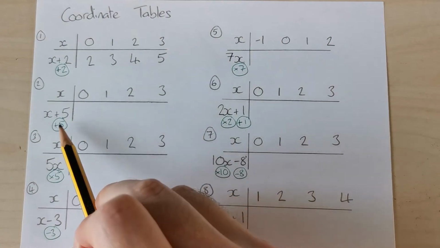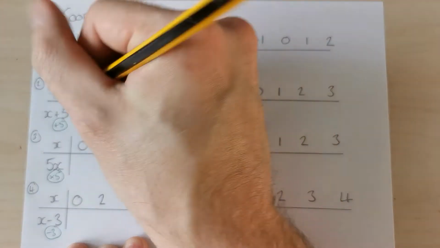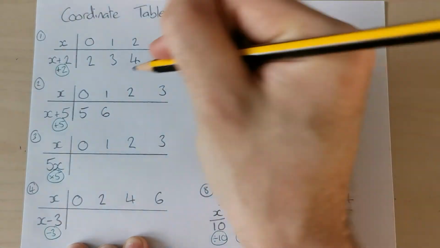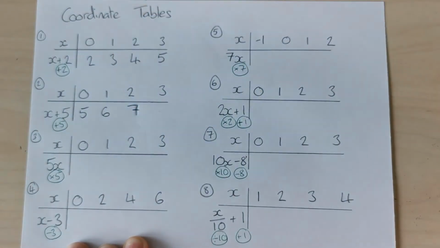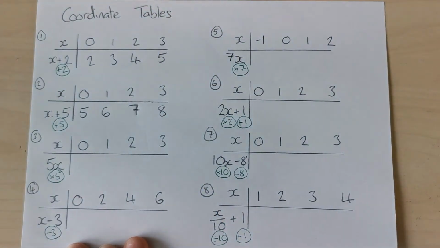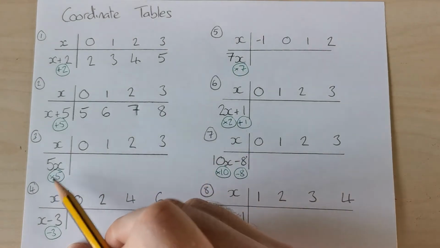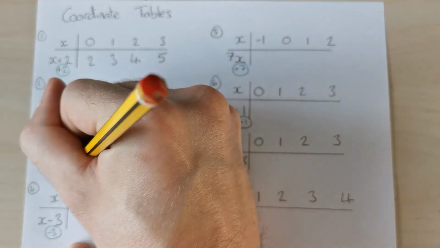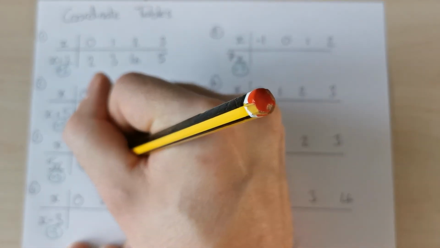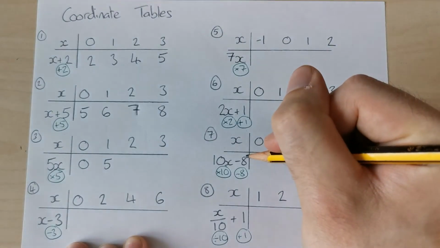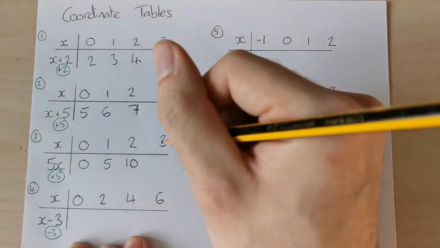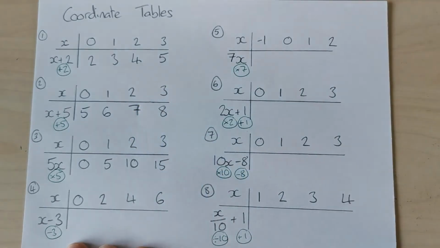For the next one, following the rule of add 5, we've got 0 add 5, which is 5. 1 add 5 is 6. 2 add 5 is 7. 3 add 5 is 8. On to the next one, multiplication this time. 0 times 5 is 0. 1 times 5 is 5. 2 times 5 is 10. 3 times 5 is 15.